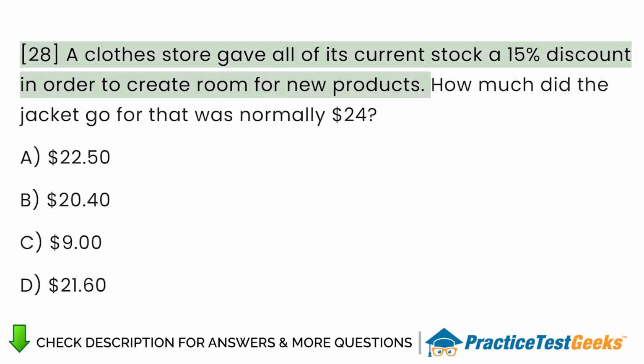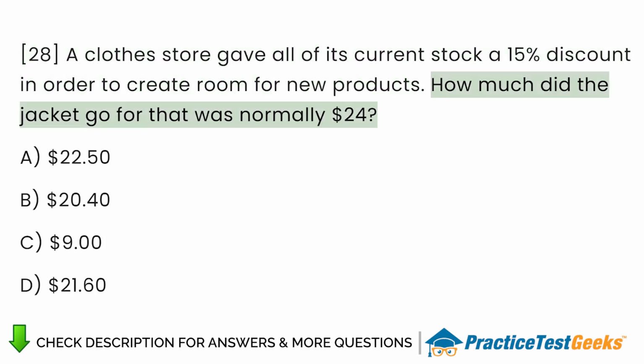A clothes store gave all of its current stock a 15% discount in order to create room for new products. How much did the jacket go for that was normally $24? A, $22.50. B, $20.40. C, $9. D, $21.60.